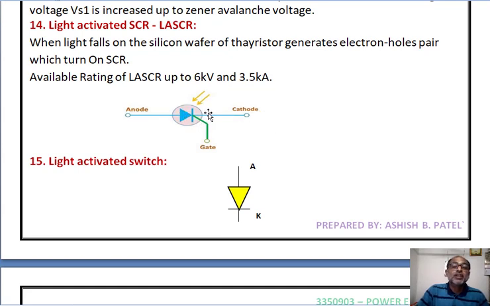So here you can see the symbol of light activated SCR. It is also a three-terminal device: anode, cathode and gate. But when light falls on the silicon wafer provided on the thyristor, it generates electron hole pairs which turn on the SCR. So do you understand? When light falls on the silicon wafer of the thyristor, it generates electron hole pairs which will turn on the SCR, and it is available in the range of 6 kilowatt and 3.5 kilo ampere.